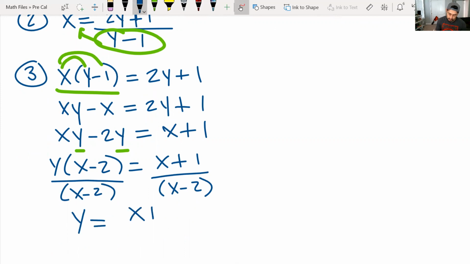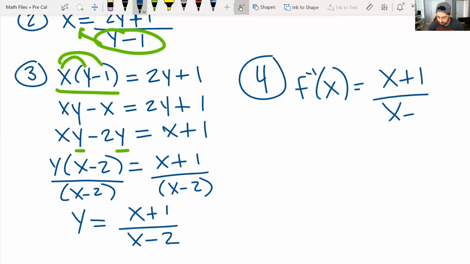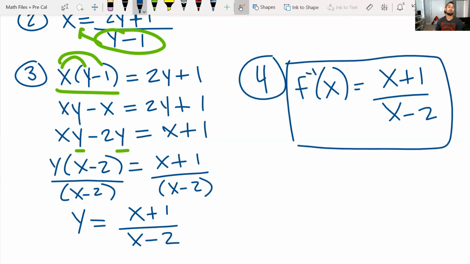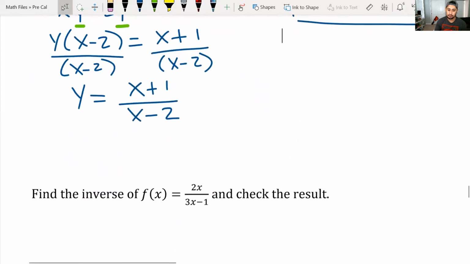And there we go. We have our inverse. y equals x plus 1 over x minus 2. Now step 4 says state it as the inverse. f inverse of x equals x plus 1 over x minus 2. Done. Okay. There's that. Not a bad process. We do it again.